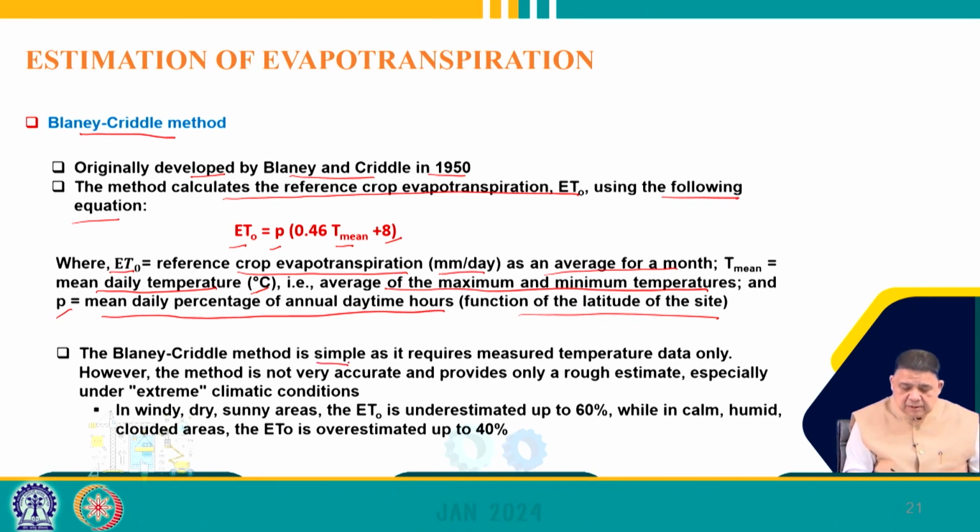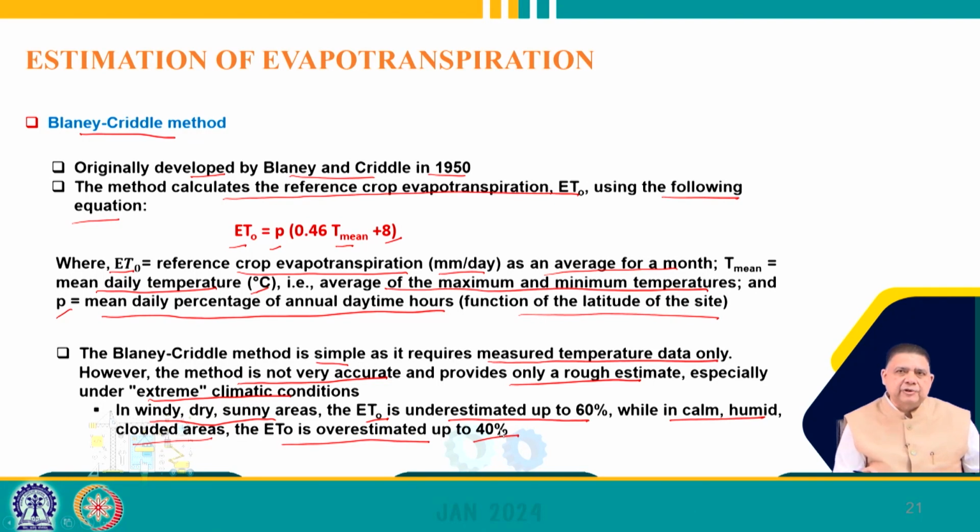This method is simple as it requires measured temperature data only. However, the method is not accurate and provides only a rough estimate of evapotranspiration, especially under extreme climatic conditions. So, it has been found that in windy, dry, sunny areas, ET0 is underestimated by up to 60%, and in calm, humid, clouded areas, ET0 is overestimated by up to 40%. So, obviously, one has to use this Blaney-Criddle method with caution, as it could underestimate or overestimate evapotranspiration depending upon the conditions under which you are using this method.